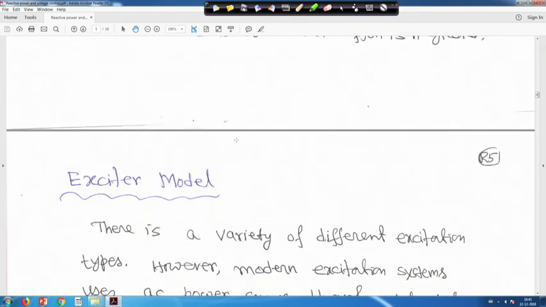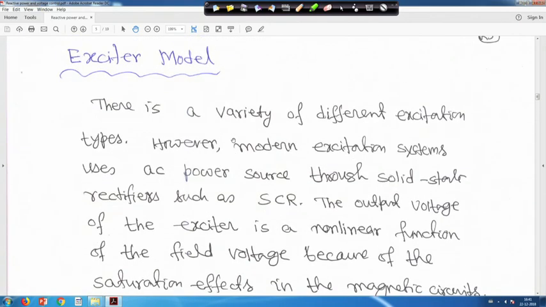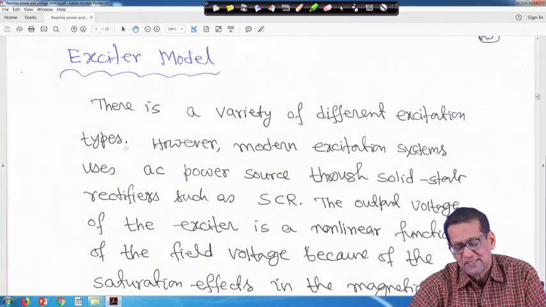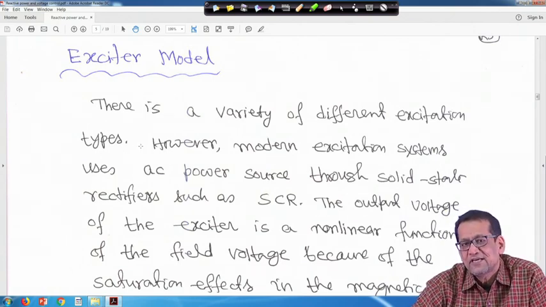Next is the exciter model. We will simplify this exciter modeling, but see what I have written here. There is a variety of different excitation types. If you look into the literature, you will find that different IEEE excitation systems are recommended.